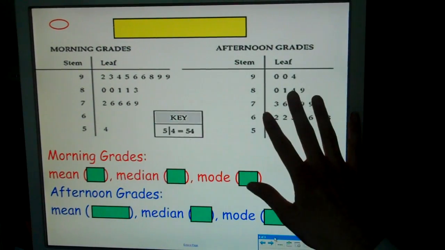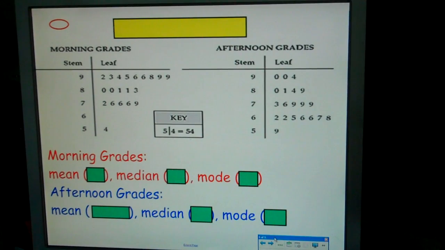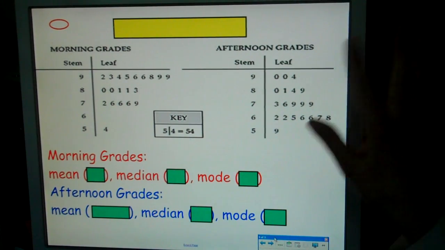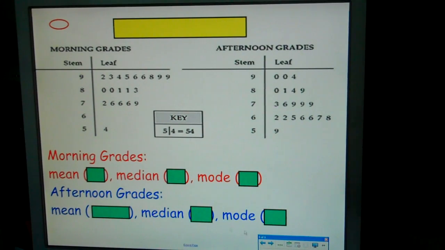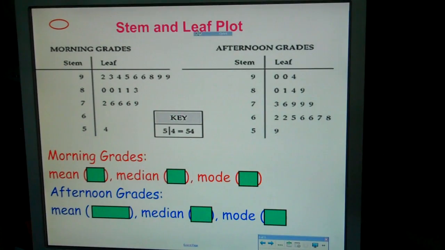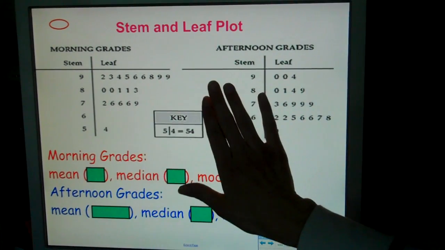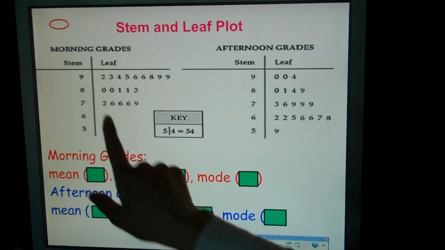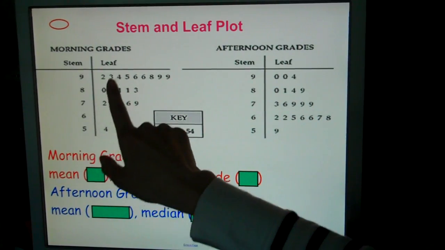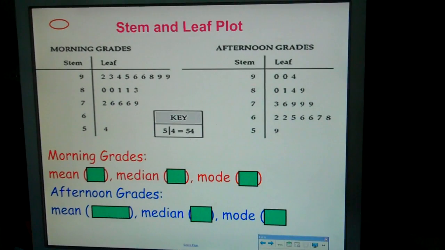So first of all, here's some data that you've been provided. We're not going to take time to create these because you did this in 7th grade. What kind of display or graph is this? I hope you're shouting, stem and leaf plot! We have our stems, we have our leaves, and then we have a key on how to read this. So this number is 92, this is 93, 94.